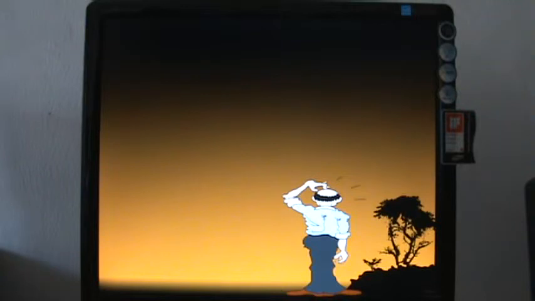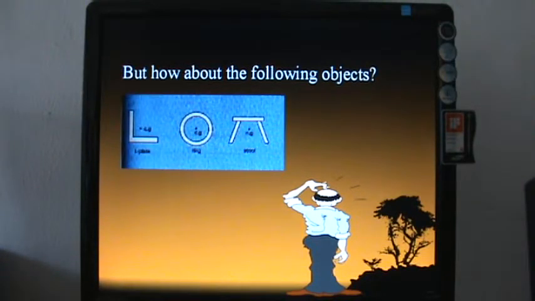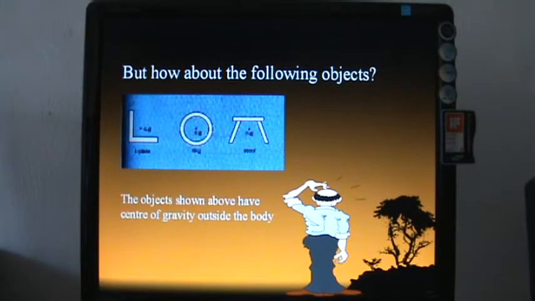So how about irregular objects? The person is scratching his head, wondering, but how about the following objects? The following objects don't have a regular shape, so they found out that the center of gravity is outside the L plate. The center of gravity is inside the hollow hole, and the center of gravity of this bench, seems like a bench to me, is actually under the bench. The objects shown above have the center of gravity outside the body. So how do we find out the center of gravity of irregular objects? How do we know that it is outside?